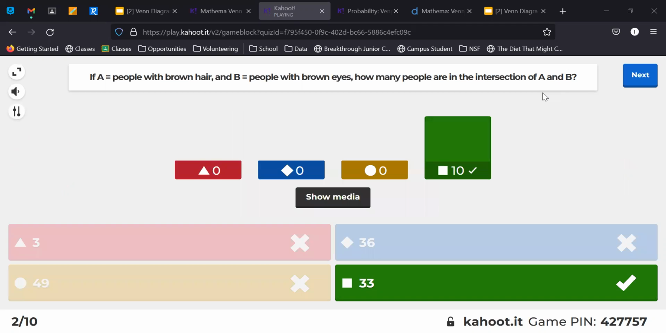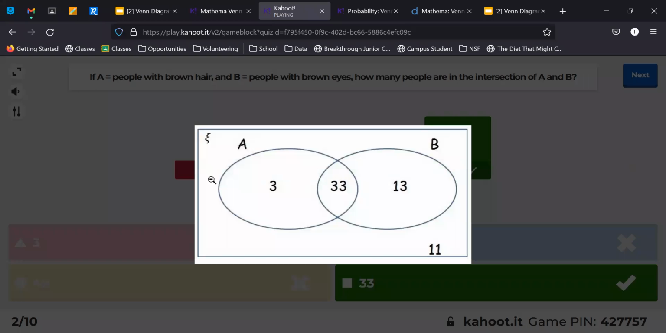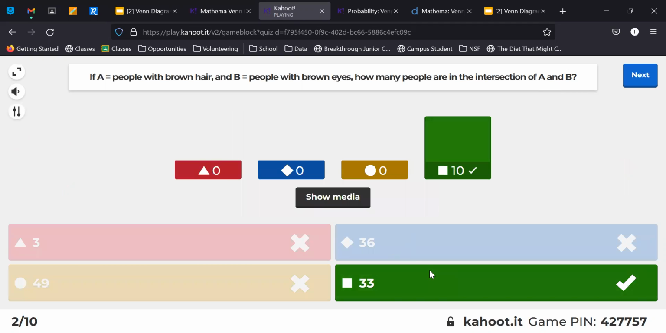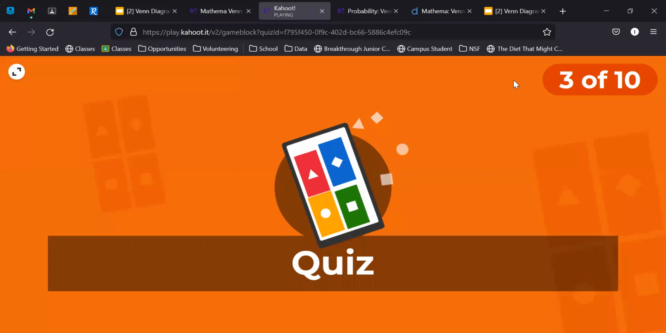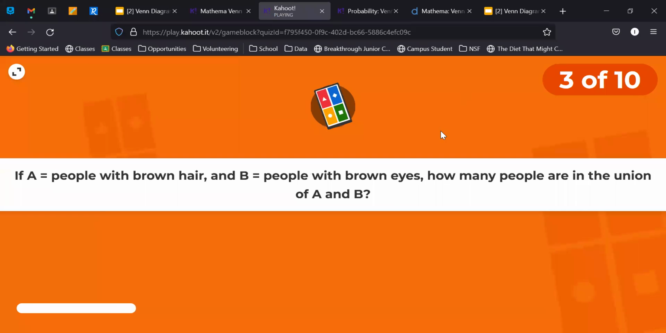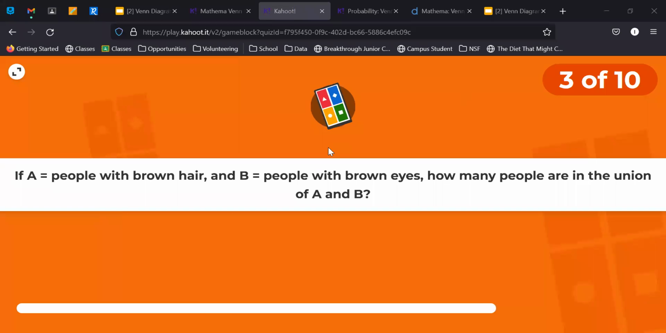Okay, so remember the intersection is where they overlap, so it's just 33 here. I think most of this is just about being fast.